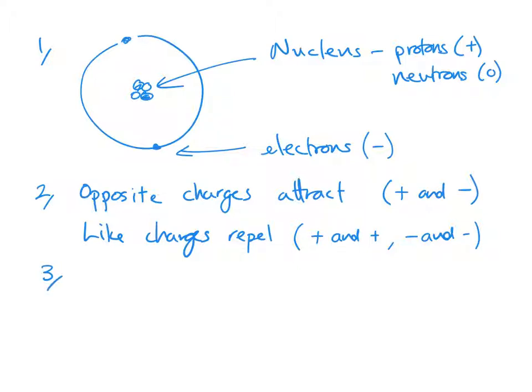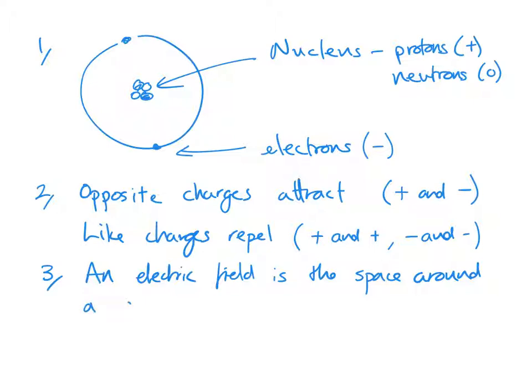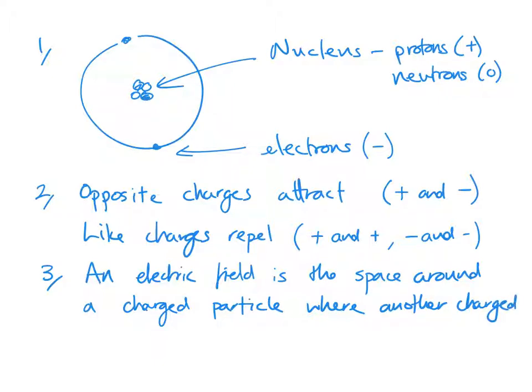Number 3, definition of an electric field then. An electric field is a space around a charged particle where another charged particle experiences a force.